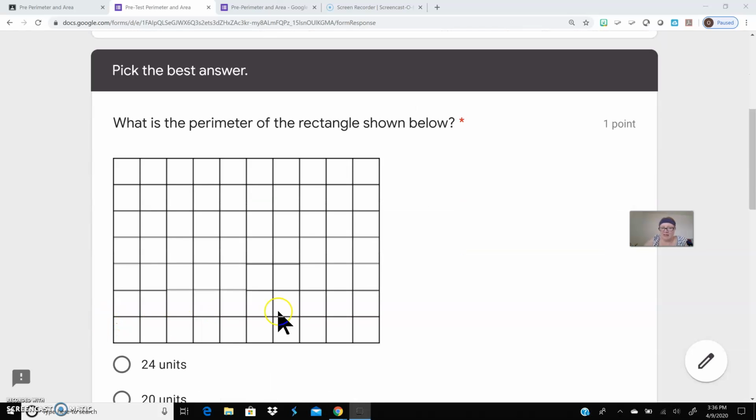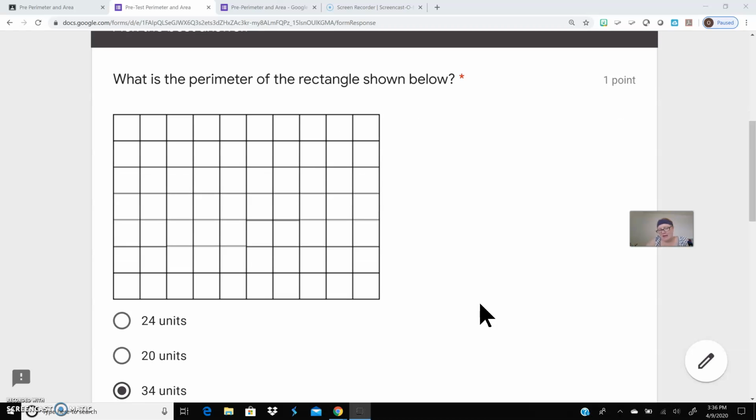I'm going to go through this answer first. What is the perimeter of the rectangle shown below? So remember perimeter, I'm going to add all the sides. So I'm going to add the top. I've got 1, 2, 3, 4, 5, 6, 7, 8, 9, 10. I've got 10 on the top. Now, if you had a piece of paper and this was on a test, I would expect to see you writing on the top the number 10.